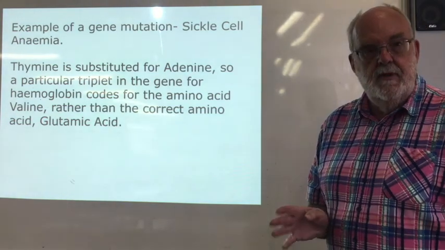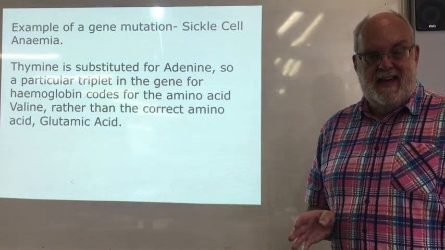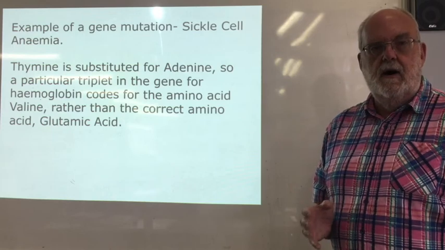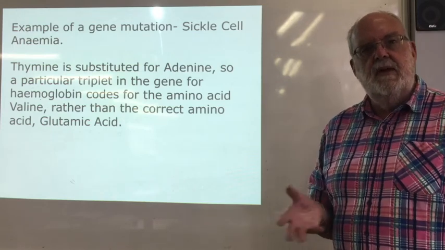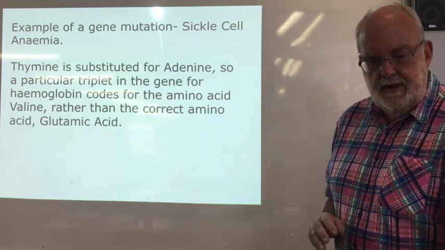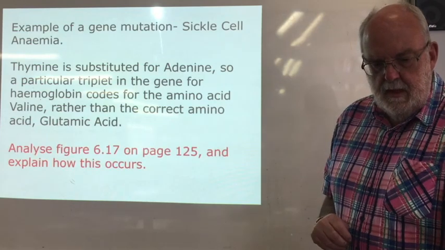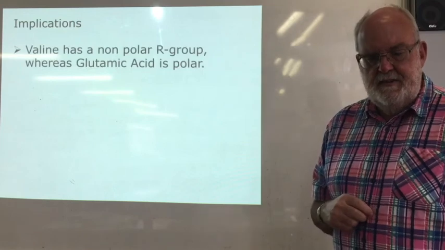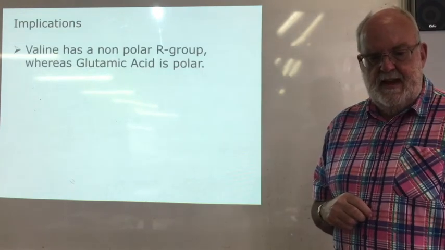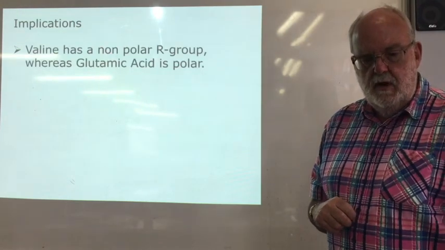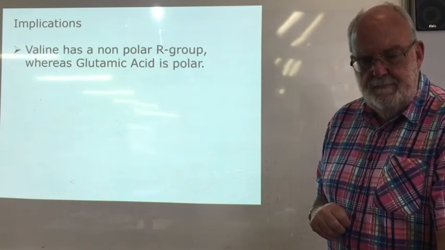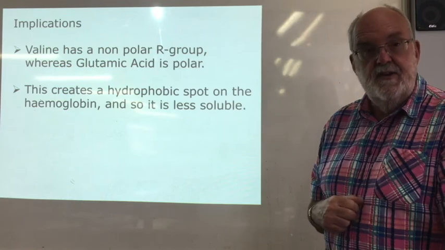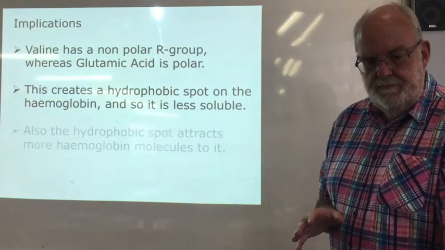And you might remember that the problem with valine is that it has insoluble or hydrophobic R groups, which means that the molecule of hemoglobin is less soluble than it should be. And what are the implications of that? There's what I said just now. Valine has a non-polar R group, whereas glutamic acid is polar, creating a hydrophobic spot on the hemoglobin, so it makes it less soluble.